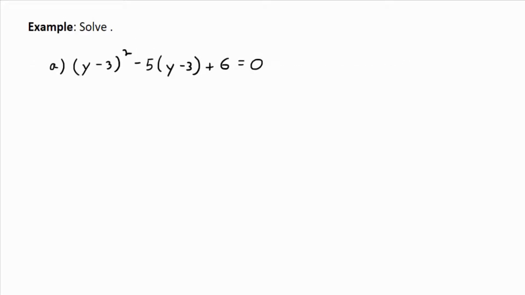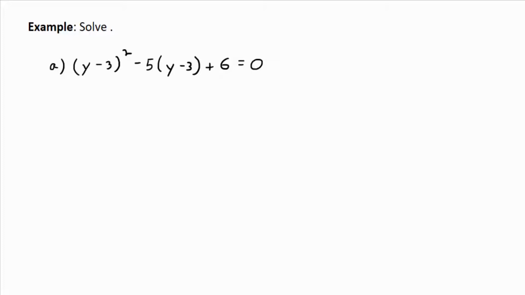In this example, part A, we're asked to solve (y minus 3) quantity squared minus 5 times (y minus 3) as a quantity plus 6 equals 0. This is actually a quadratic equation. If you were to multiply it out and combine like terms, you would get the familiar form, not ax squared, but ay squared plus by plus c equals 0. But there's an easier way.